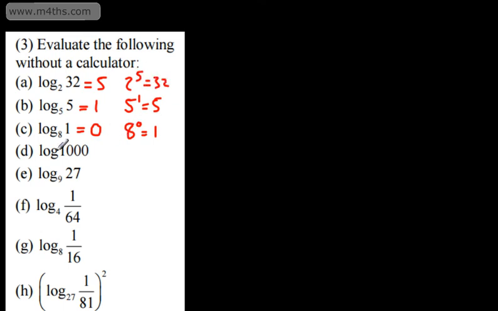Okay, this is going to be log to the base 10. Remember, we've just got log. So what power do I need to raise 10 by to get 1,000?